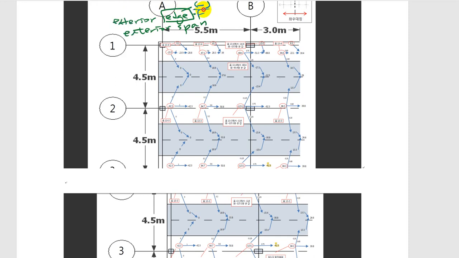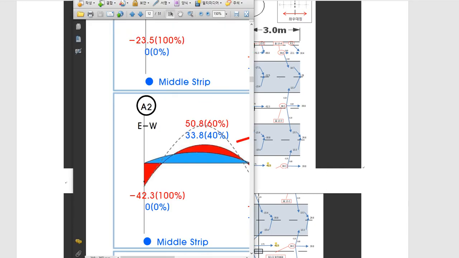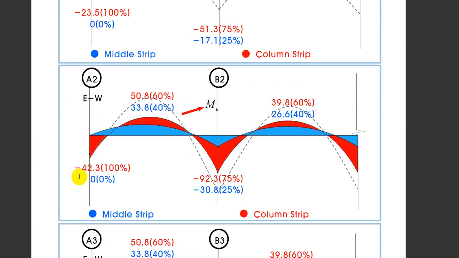Okay, this is minus moment. So this is nothing there, 0, 0, right? And use the red pencil, 0 and 0, right there. If you remember, here, all the moment is taken by the column strip at edge of exterior spans.